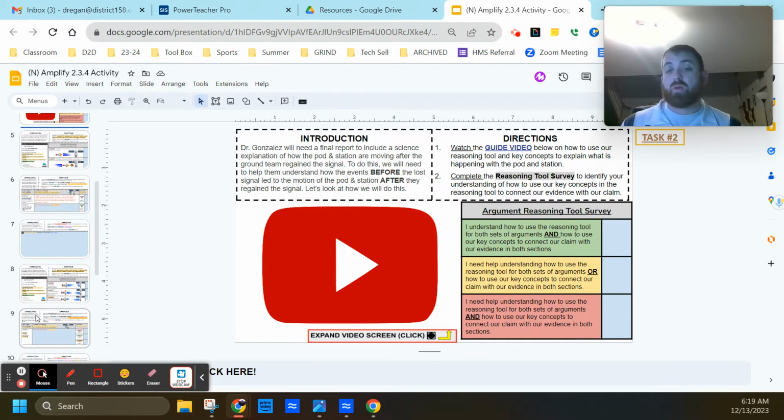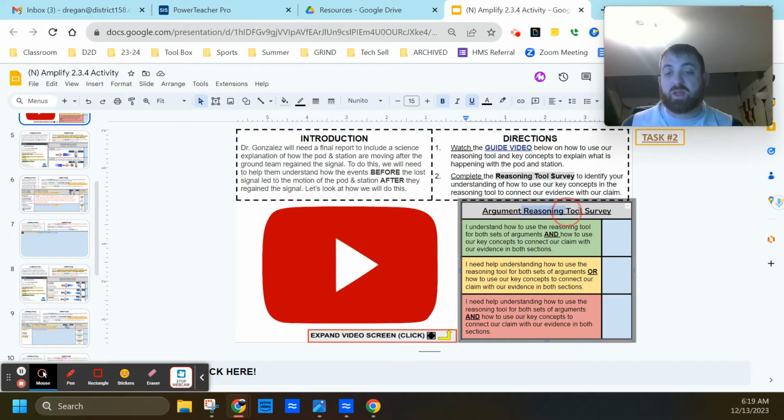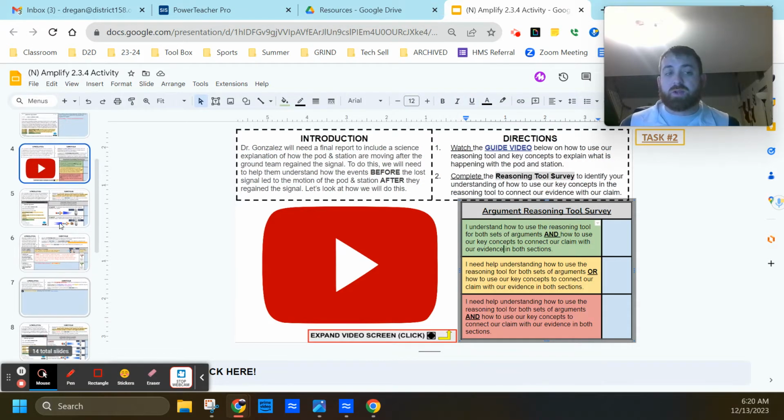In order to do this, we are going to be breaking down how to create our argument and more specifically, how to complete our reasoning tool as we look to combine the key concepts we've learned with the evidence that Dr. Gonzalez has given us to draw our final claims of what's going on before, during, and after the lost signal moments. So to start, we're going to focus on two major arguments. One is what's happening during the lost signal moments, and the other is what's happening after.